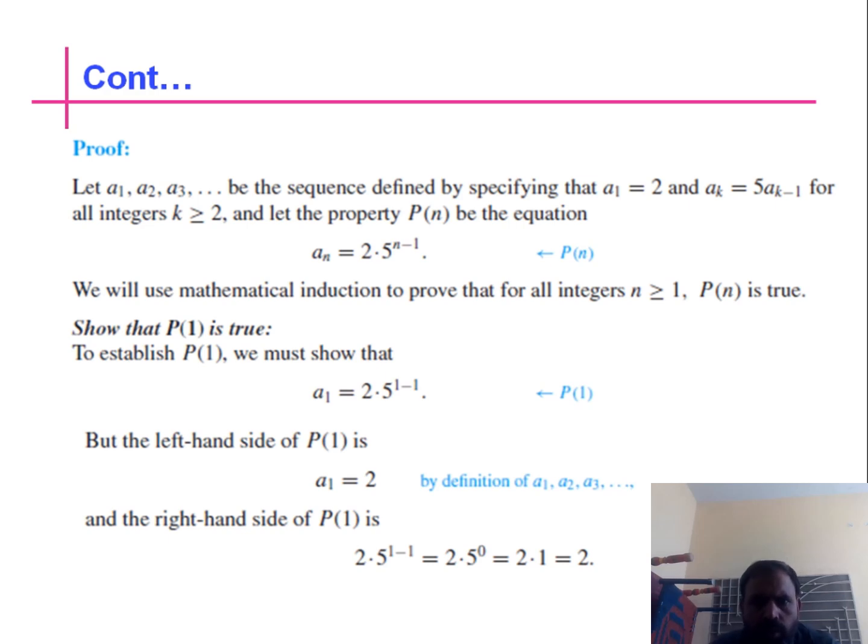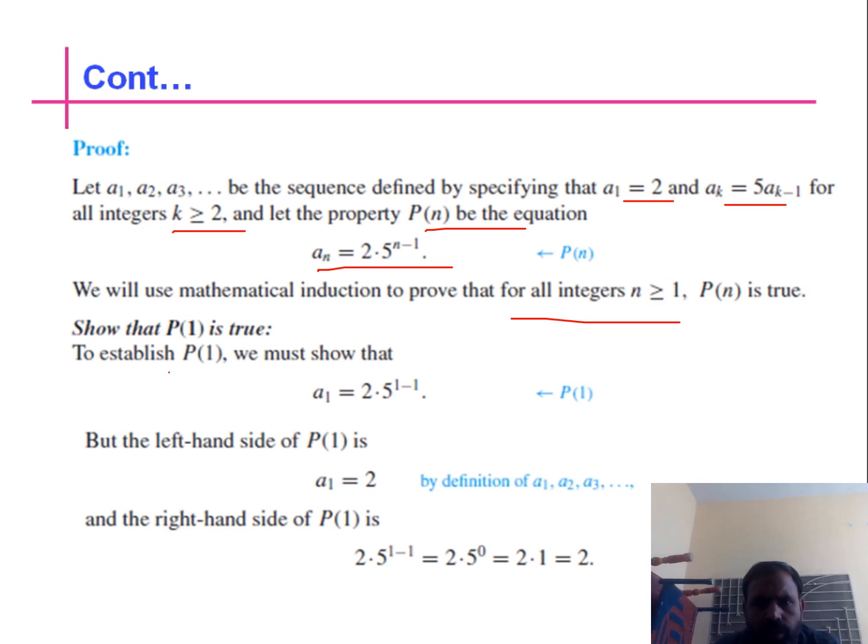Let a1, a2, a3, ... be the sequence defined by a1 equals 2, and ak equals 5 times ak minus 1 for all integers k greater than or equal to 2. Let the property P of n be the equation an equals 2 times 5 raised to the power n minus 1. We will use mathematical induction to prove that for all integers n greater than or equal to 1, P of n is true. First, show that P of 1 is true.